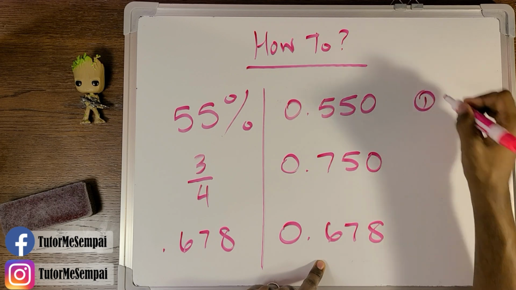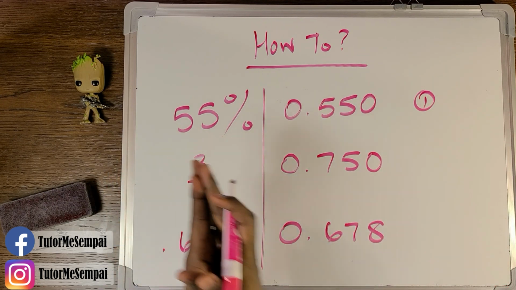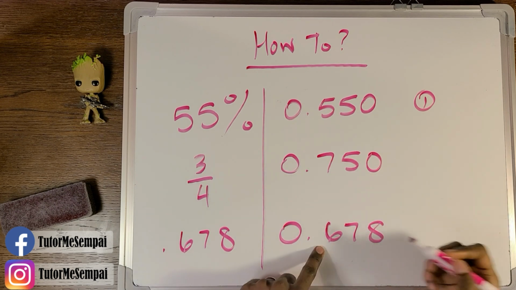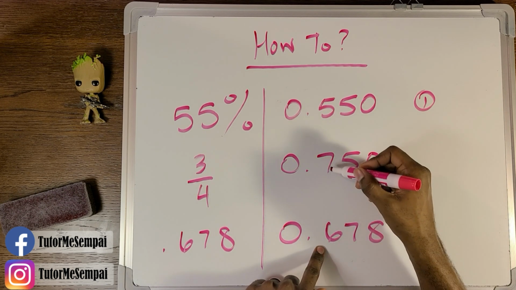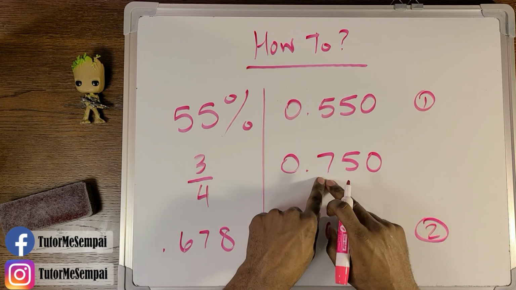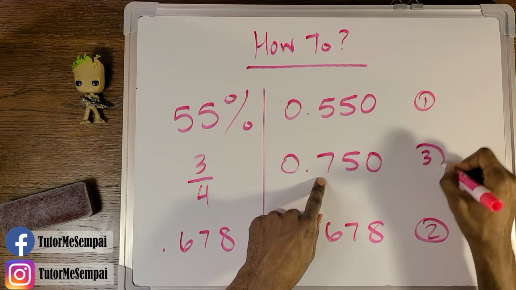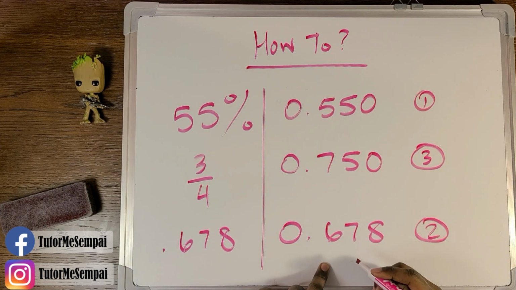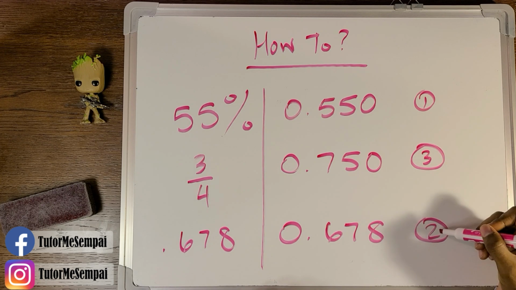So this is going to be number 1, because we're going from smallest to biggest. Now, which one's the middle number? 6 is going to be the middle number, right? 6 is a little bit less than 7, so this is going to be our second number. And that means that 7 is our biggest number. So this is the order. We don't even have to look at the other decimal places. The order goes from 1, 2, to 3.